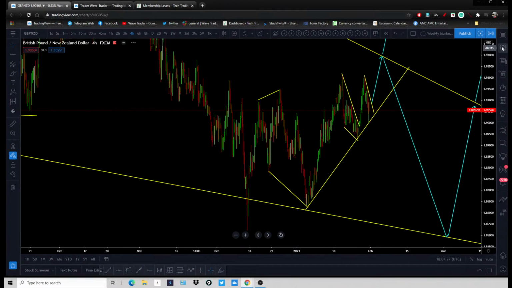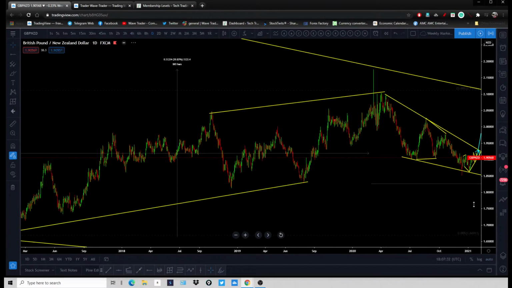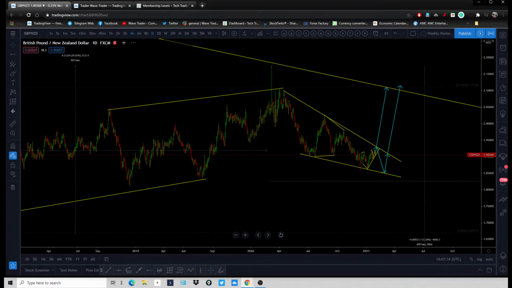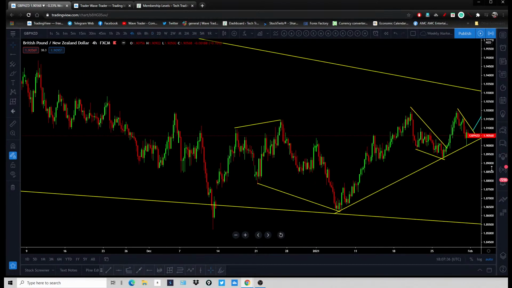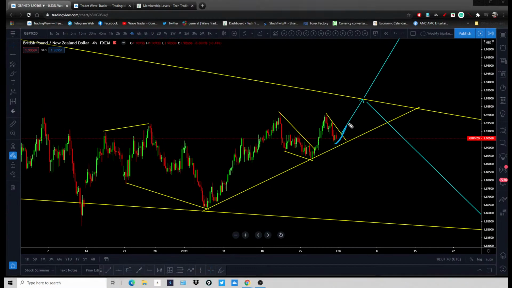All right, so Kiwi CAD is also the same, a wedge to breakout for longer-term upside. On a 1-hour or 4-hour time frame, this correction to breakout, and go higher for the next leg.